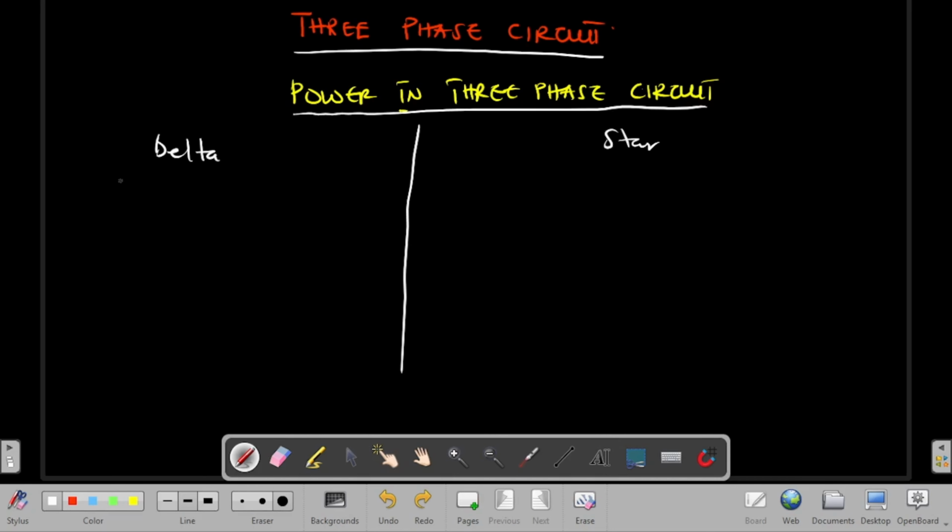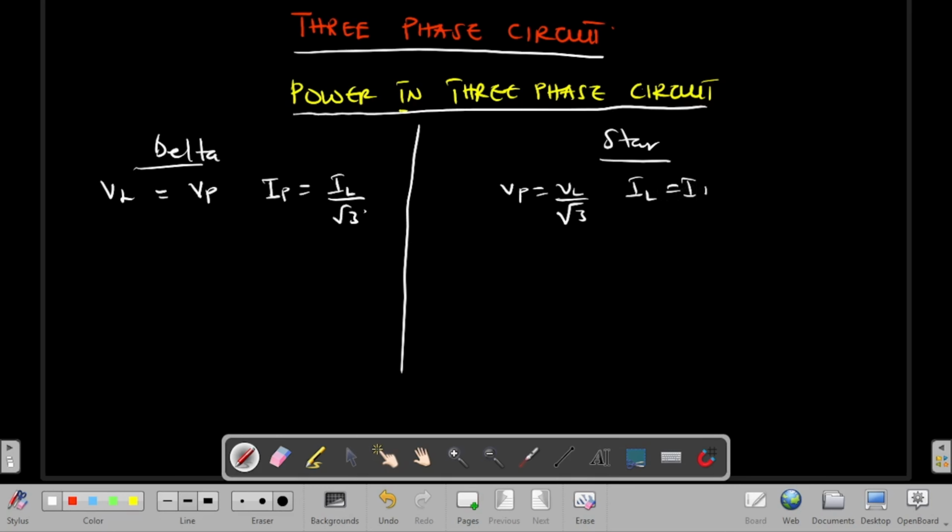For delta, you know that in a delta configuration, your line voltage is always equal to your phase voltage. Then your phase current is always equal to your line current over square root of 3. When you come to the star, the phase voltage equals the line voltage over square root of 3, and the line current equals the phase current. So these are the two things you're supposed to have in mind all the time, which is very necessary.